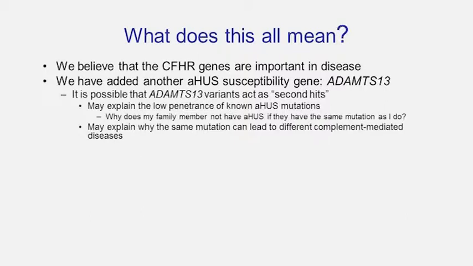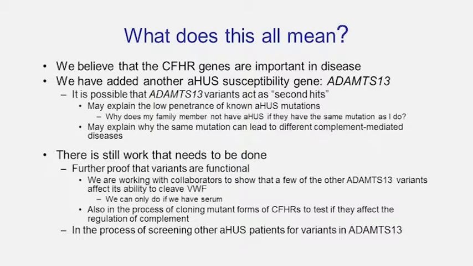So what does this all mean? So we believe the related genes are important. And it's possible that ADAMTS13 can act as that second hit. And this may explain, again, the low penetrance of known mutations. Why does my family member not have aHUS if they have the same mutation as my other child? Or why does the same mutation lead to different diseases that are both complement regulated? But there's still a lot that needs to be done.